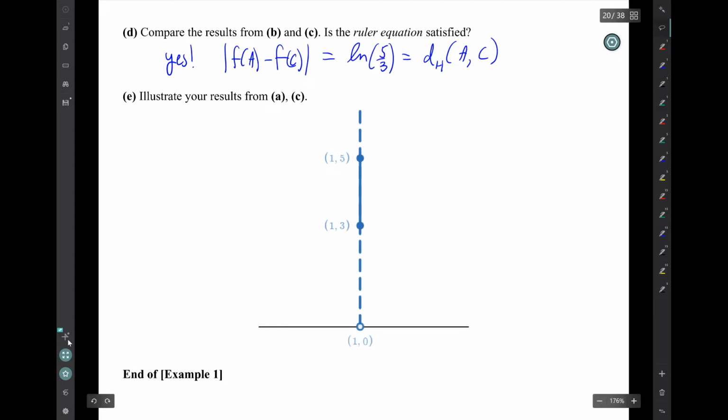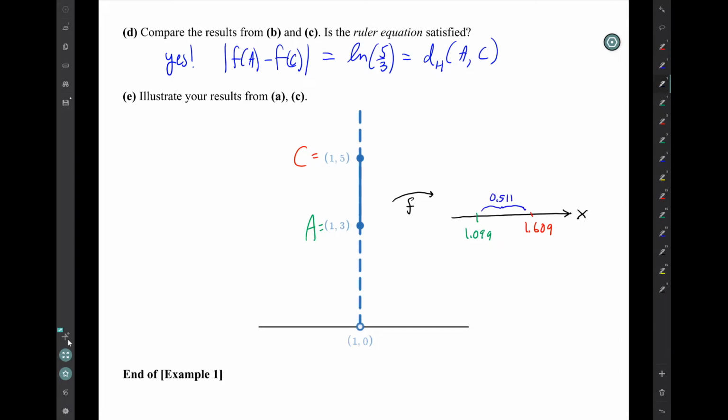All right, well, I'll start illustrating these by labeling my points. Here's point A, 1, 3. Point C is 1, 5. Now I want to illustrate the coordinates and the difference between those coordinates. I'm going to do that using a number line. So you see the coordinate function, or the ruler function f, takes as input this green point and spits out as output that green real number that lives over here on the number line. This is the set of real numbers. That number line depicts that.